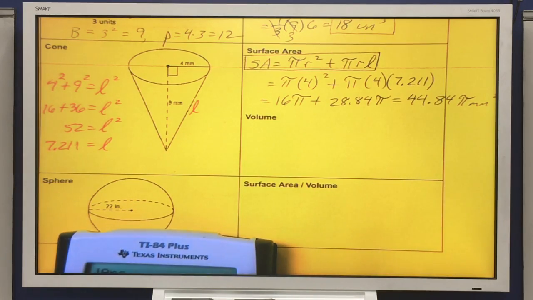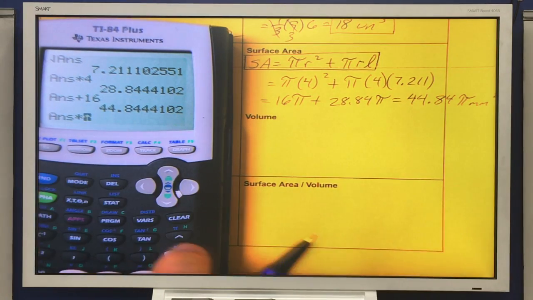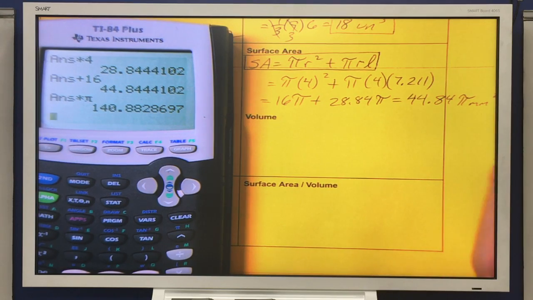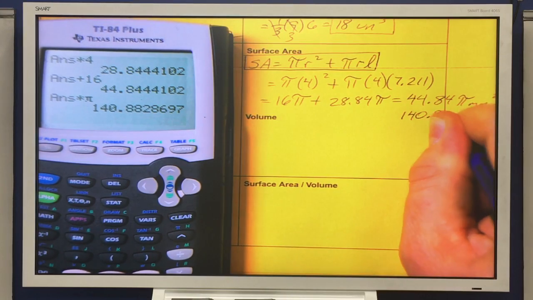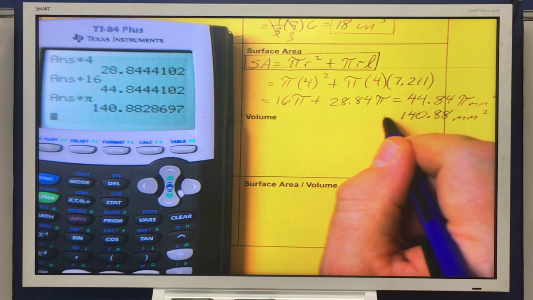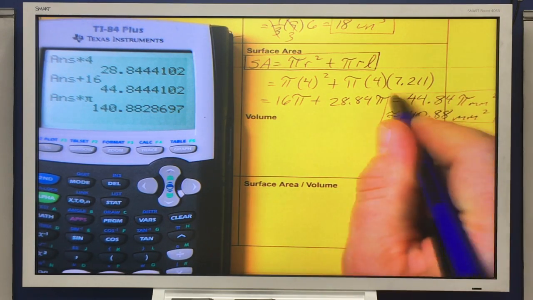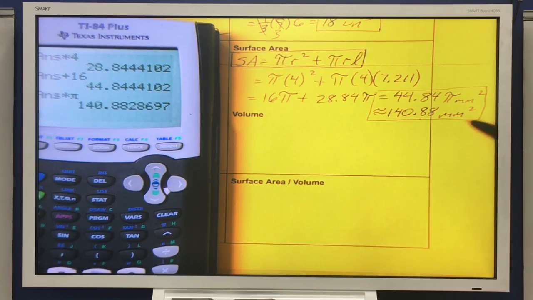Now if I want to get the decimal for that, I can just slap a pi on there, and I get 140.88 square millimeters, approximately. Again, my answer in terms of pi, and then my answer as an approximation. Either way, I've got square millimeters as my units on the end.